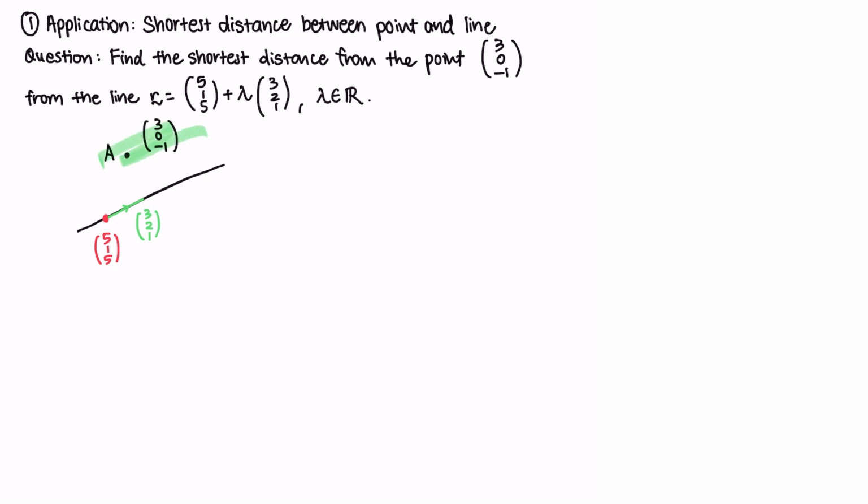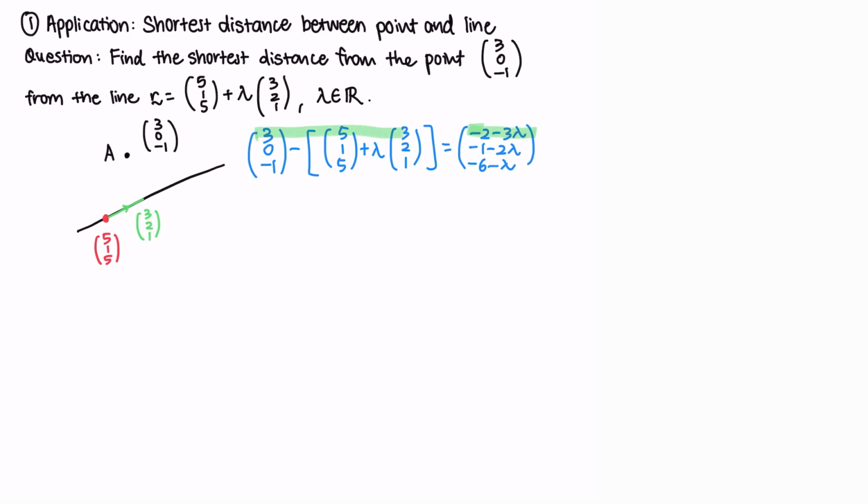We have this point over here, and the line represented by this here. I have my position vector (5, 1, 5), and my directional vector (3, 2, 1). First off, what I want to do is find a general vector from A to any point on the line. So to find this general vector between A and any point on this line, what I'm going to do is take A minus this line. And what I should get is (-2 - 3λ, -1 - 2λ, -6 - λ). Now the rationale behind this is similar to why we take AB equals OB minus OA.